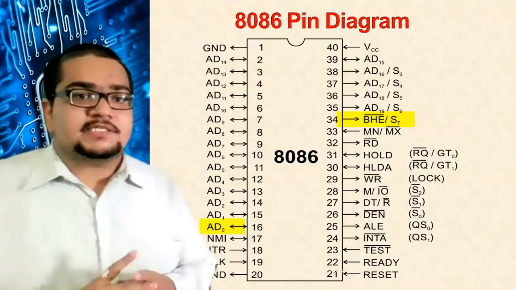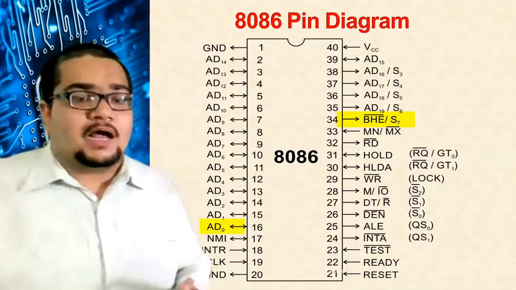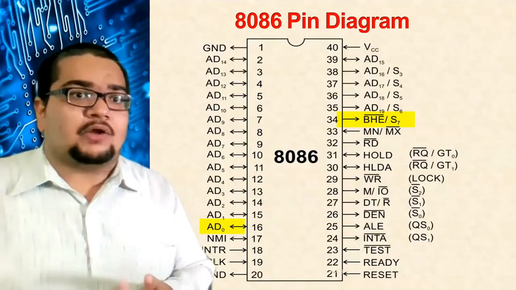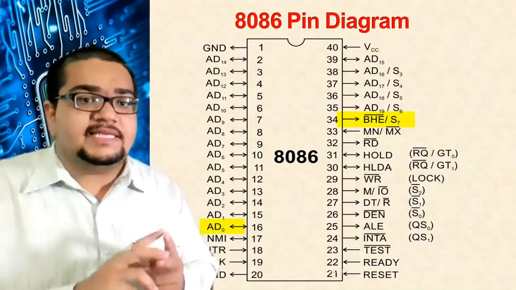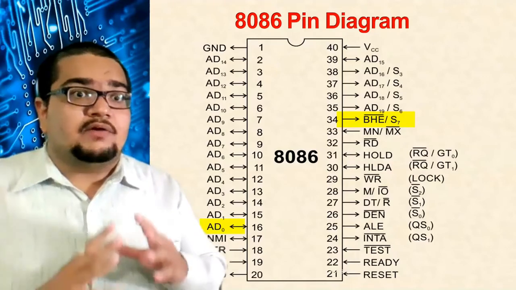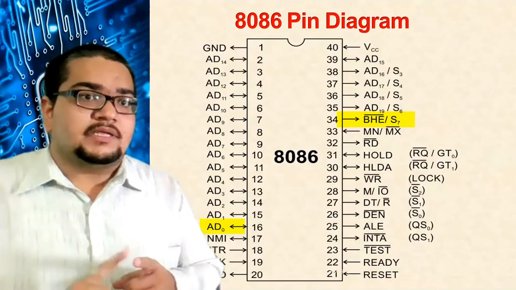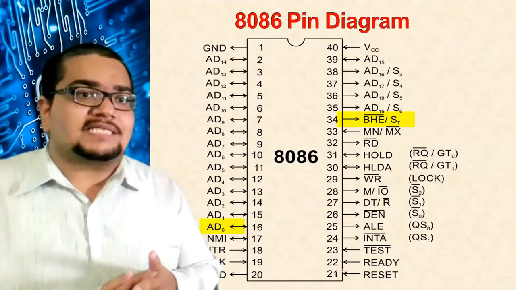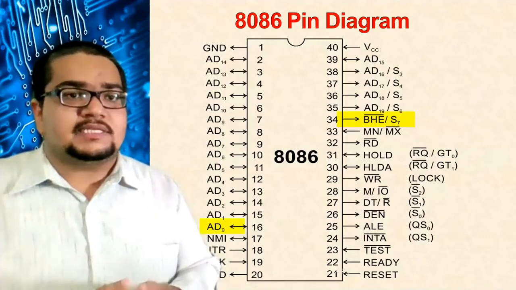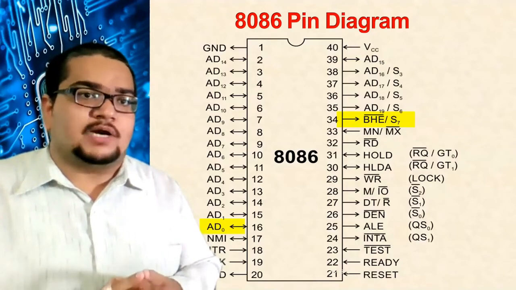Now, these two lines, pin number 16 here and pin number 34 there, will be used for our access between the even bank and odd bank. So these two signals will help us understand whether we are exchanging data with the lower bank, that is the even bank, or the higher bank, that is called the odd bank. We will first look at the arrangement of even and odd, then see how these signals are useful for selecting which data operation we are doing.